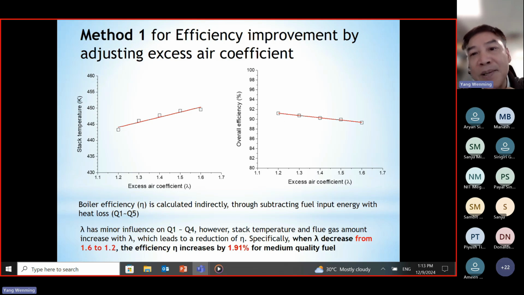Okay, 1.9%. This value looks very small, correct? 1.9 is not a big issue, correct? However, if you consider a mega power plant, for example, a 660 megawatt power plant, that 1.9 means how much? You can do very simple calculations. You can save millions of dollars every year. 1.9 is actually big money for a mega power plant.